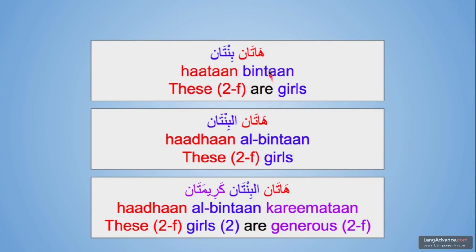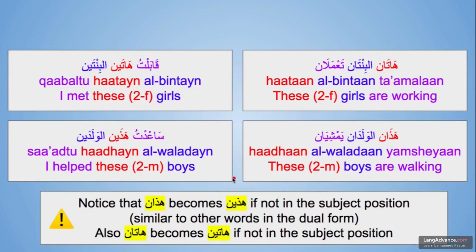And you can do the same for girls or for females, saying like هاتان بنتان, these two are girls. Or هاتان البنتان, so these two girls. And then you can put it in a sentence: هاتان البنتان كريمتان, these two girls are generous.